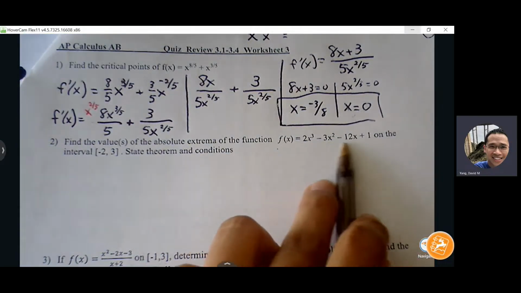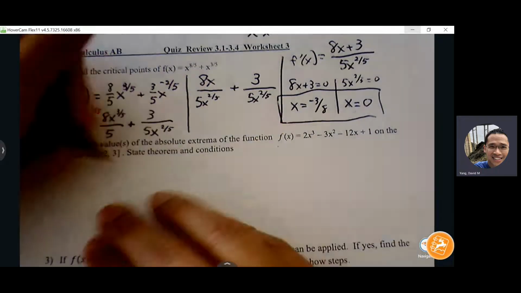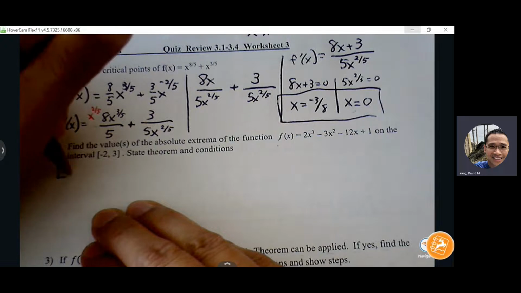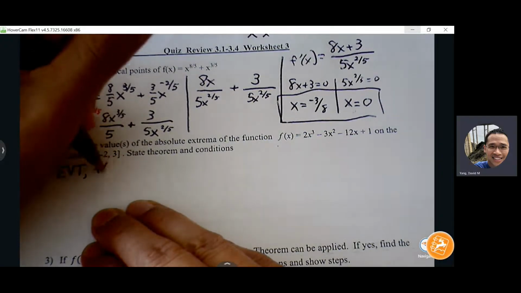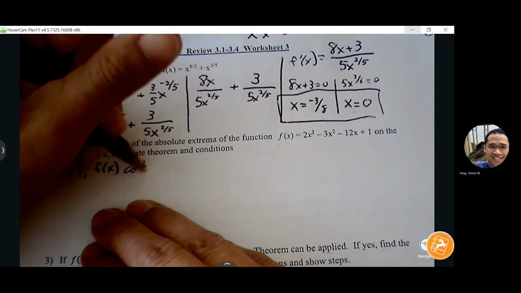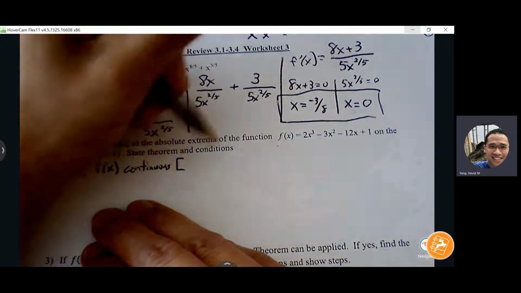Okay, so the nice thing is there's no denominator. Our function is a polynomial, smooth. It's a continuous function all the way through. So our theorem is EVT, and our function is continuous on the closed bracket there.